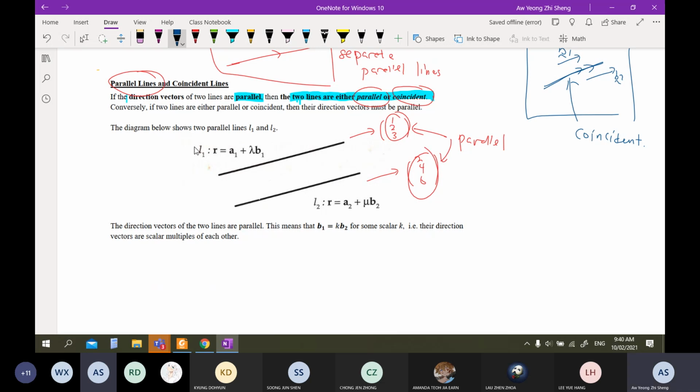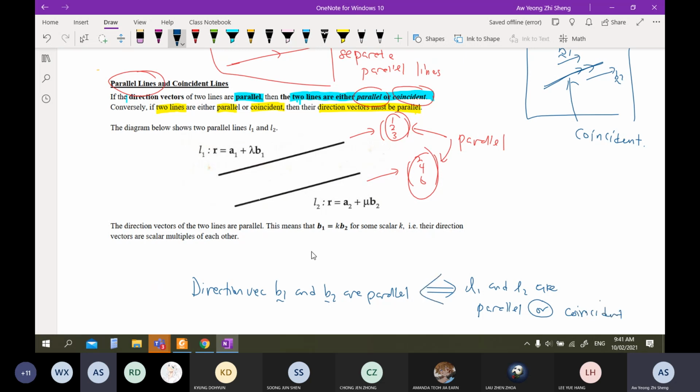Conversely, here we say if two lines are either parallel or coincident, then we can deduce that their direction vectors must be parallel. So the logic is this: if direction vectors b1 and b2 are parallel, then we can deduce that the lines L1 and L2 are either parallel or coincident.